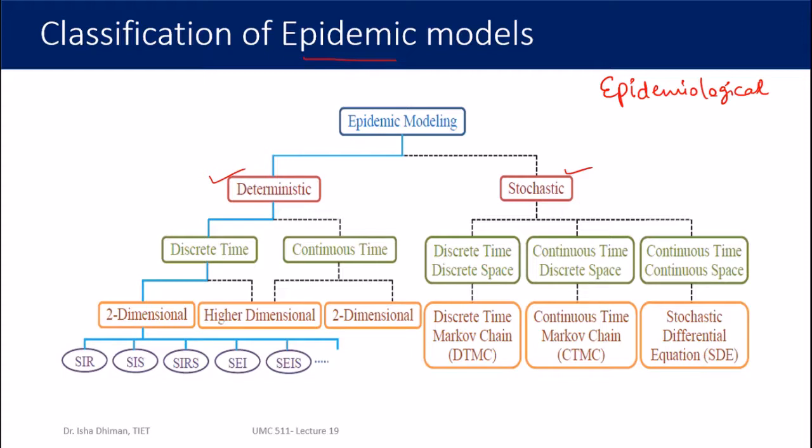So even in this case, this category exists, this classification exists. In the deterministic part, we further have two subcategories, discrete time and continuous time. While in stochastic, we have discrete time and continuous time, and with discrete time, we have discrete space. With continuous time, we have discrete space and continuous space.